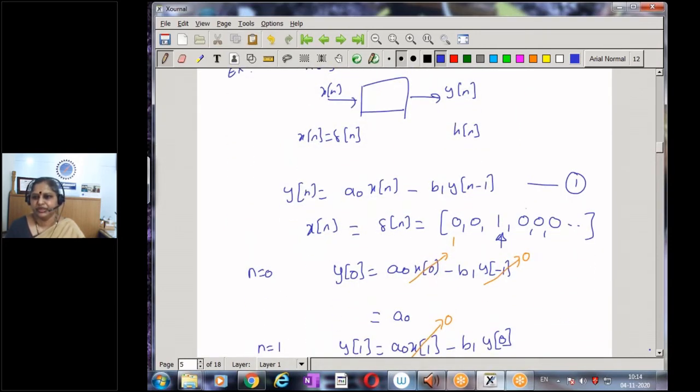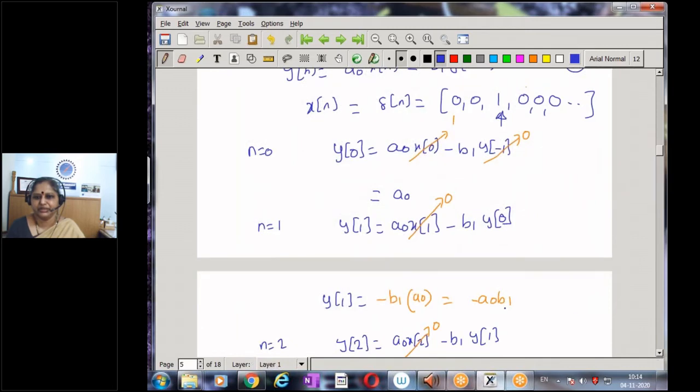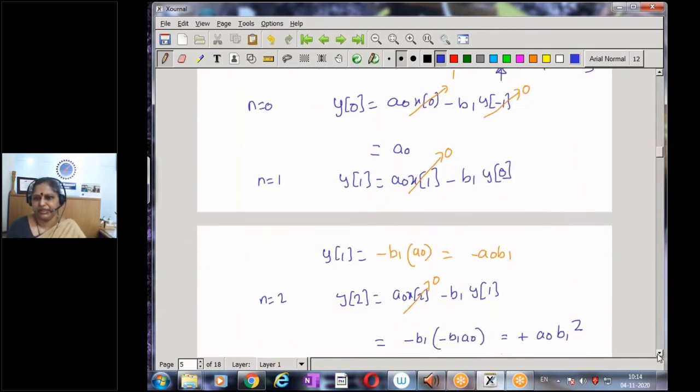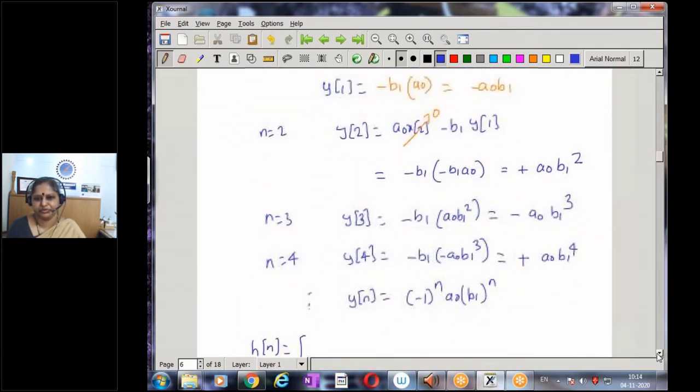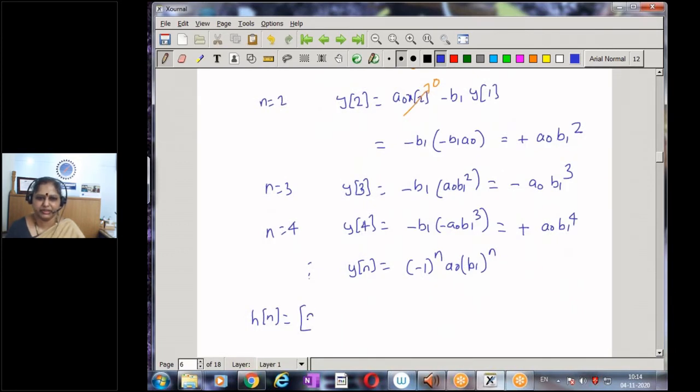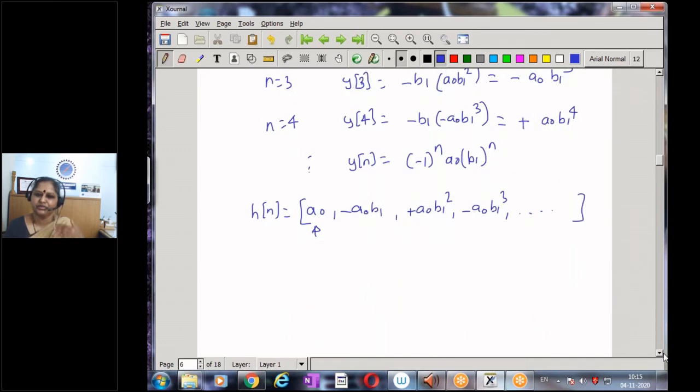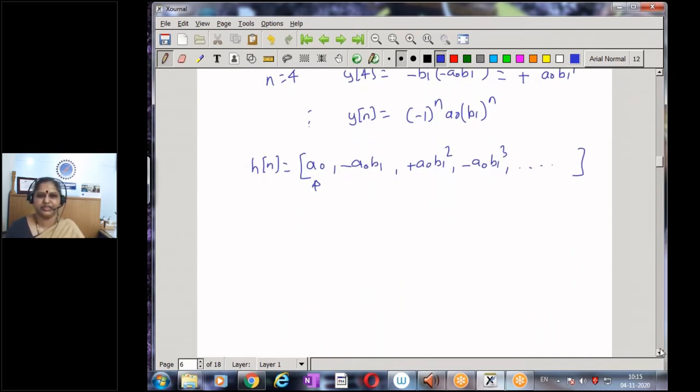y0 was a0. Then y1 is minus a0 b1. Next, minus a0 b1 square. So if I put the whole sequence, I have my result as a0, then minus a0 b1, next plus a0 b1 square, next minus a0 b1 cube, and so on. And where does this stop? It doesn't stop. It goes to infinity.